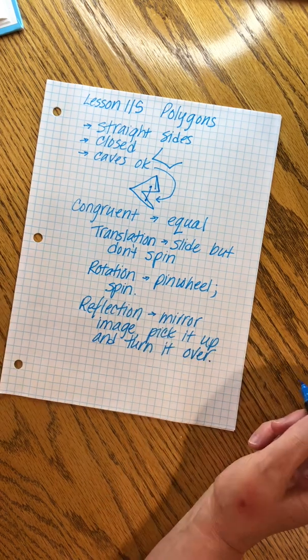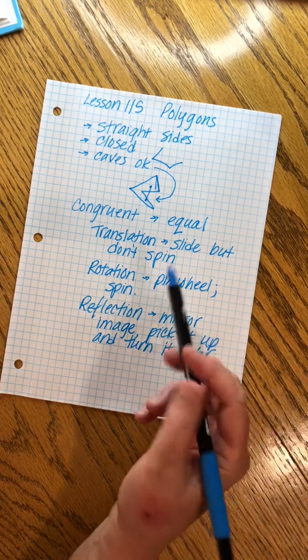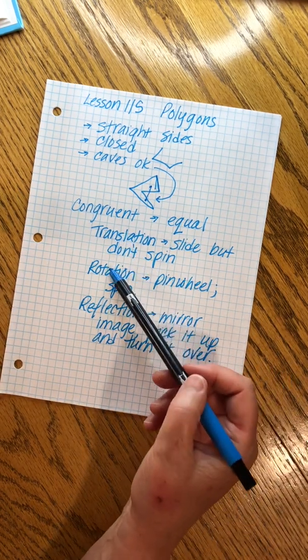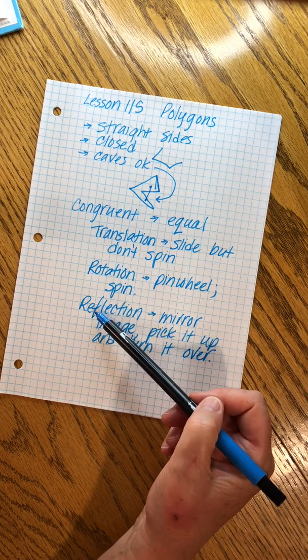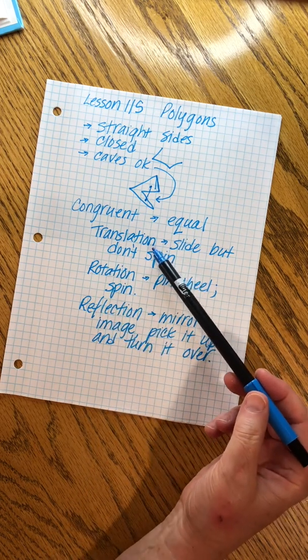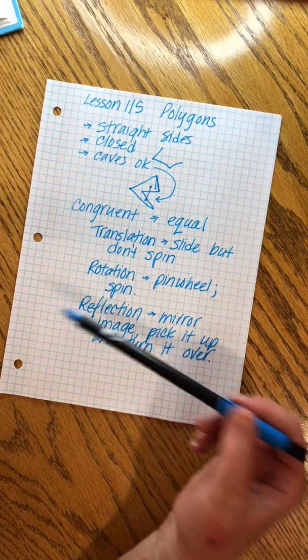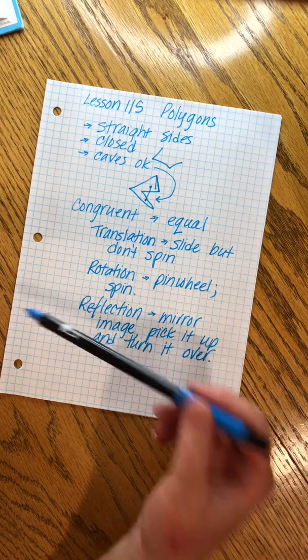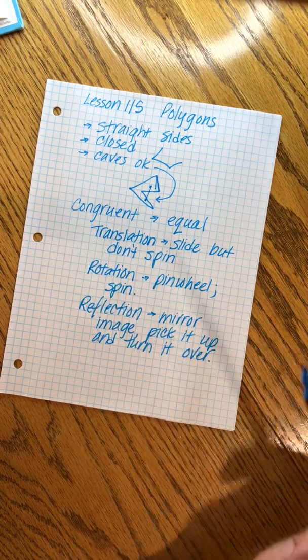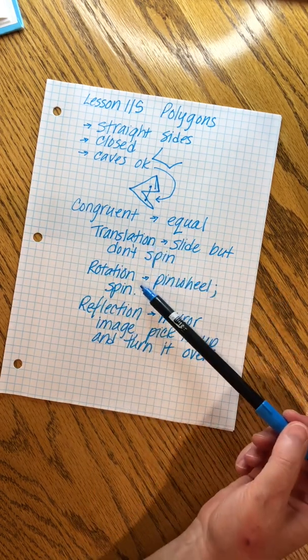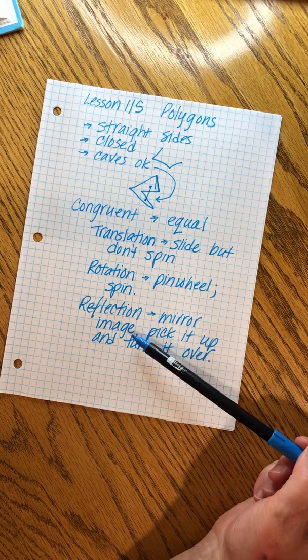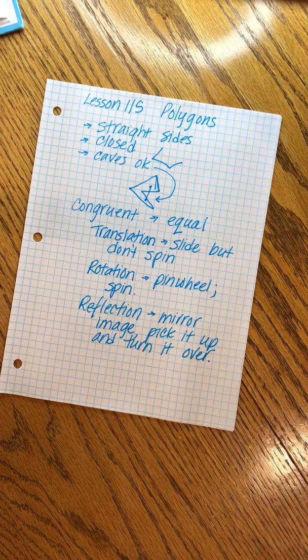Again, in that second part of the practice problems, you're going to be asked to tell which ones of these you would have to use. And some of them are combinations of multiple of these in order to get from the first shape to the second shape. They're all labeled A and B. So to get from shape A to shape B, what would you have to do? Slide it, spin it, or pick it up and turn it over. So that will be your challenge.